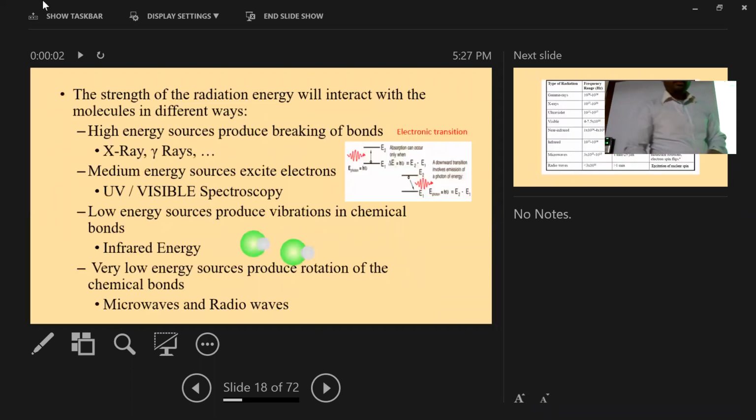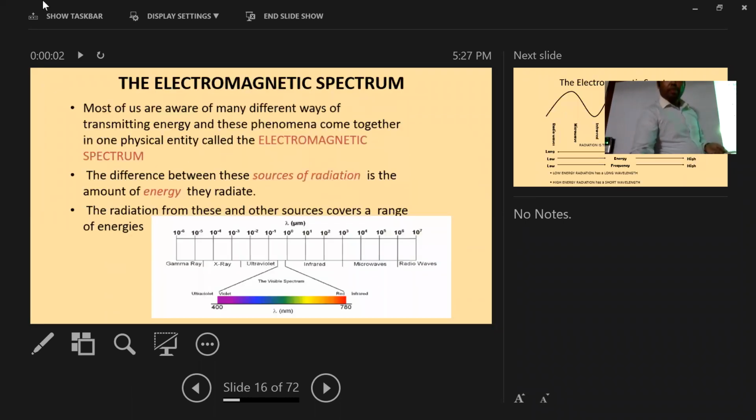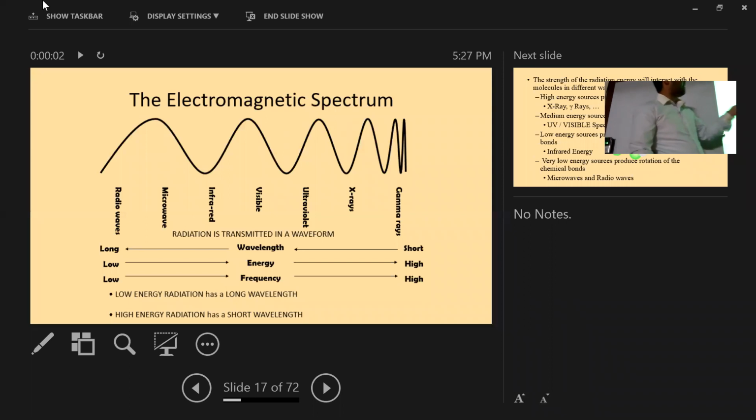The strength of the radiation energy will interact with the molecule in different ways. That means the wavelength we are giving to the molecule will determine the energy. And if you give high energy, the molecule can be decomposed or it can vibrate.